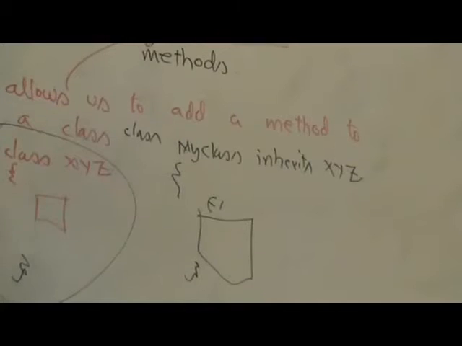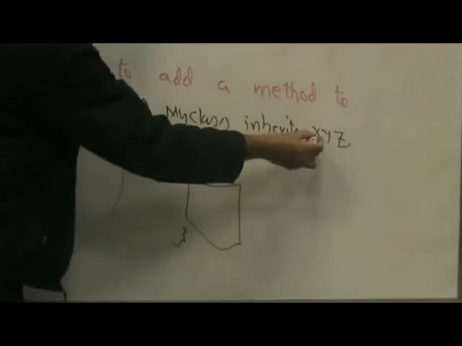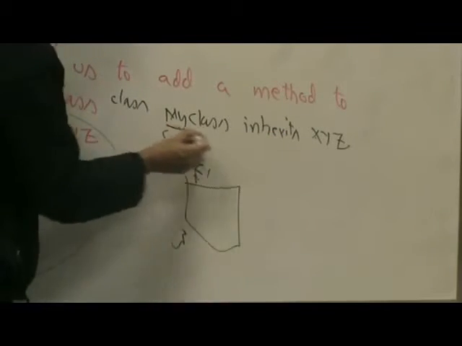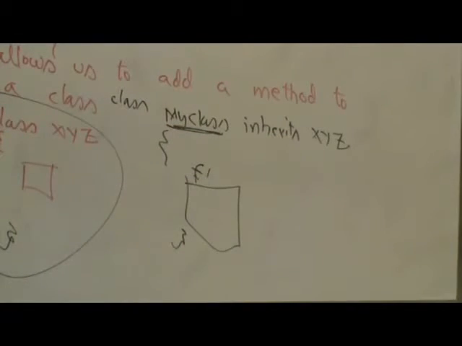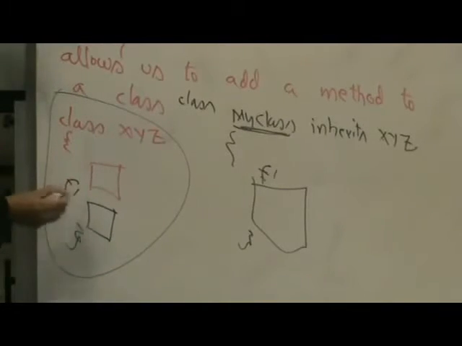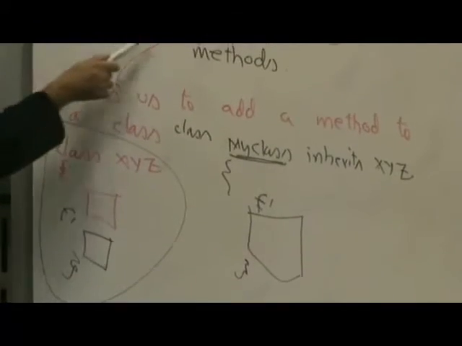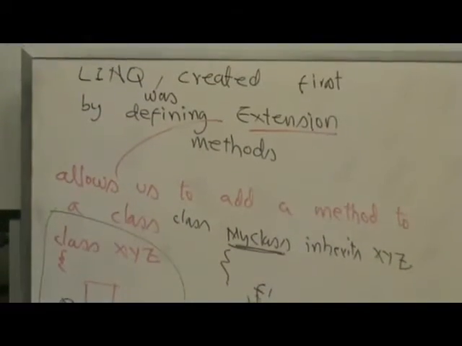However, now the only problem is to be able to use it, what do we have to do? We have to create an object of XYZ to be able to use F1, or do we have to create an object of MyClass to be able to use F1? MyClass. So that's really not the same thing. We want to be able to create an object of XYZ and use F1. So this is where C# has another capability which is called extension method. So once again, the goal is, even if you don't have the code for the class, you can add a method to it. How? Let me show it to you.